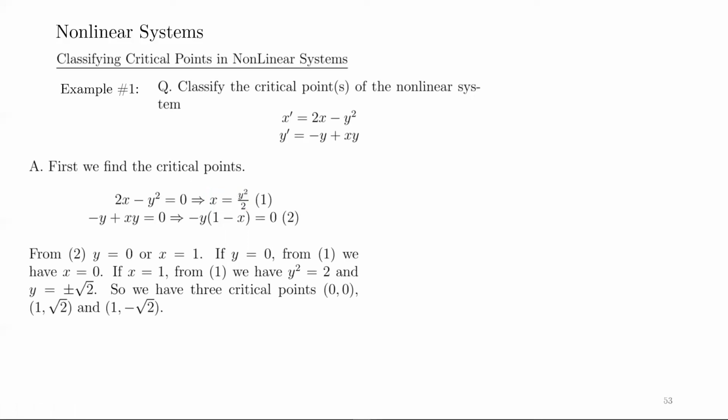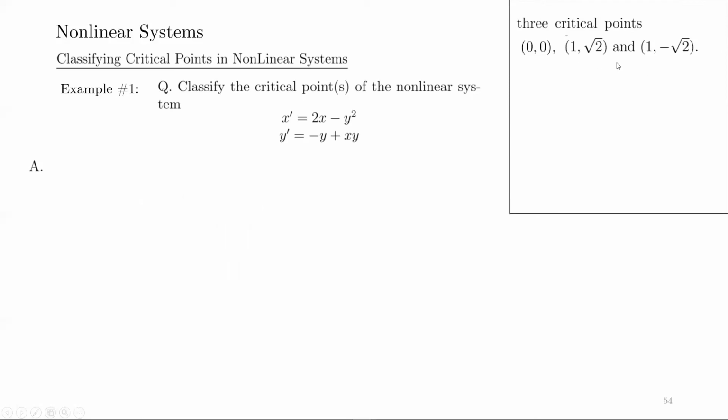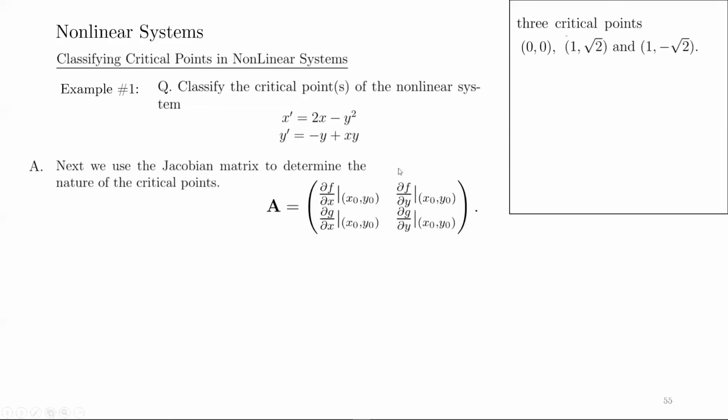So we actually have 3 critical points here. We have the critical point 0, 0, the critical point x equals 1, y equals square root 2, and the critical point x equals 1, y equals negative square root 2. Of course, the next part of the problem is to classify these 3 critical points. To do that we need to calculate the Jacobian matrix. Recall the Jacobian matrix is just the partial derivatives of the right-hand sides of the equations. So let's do this now.